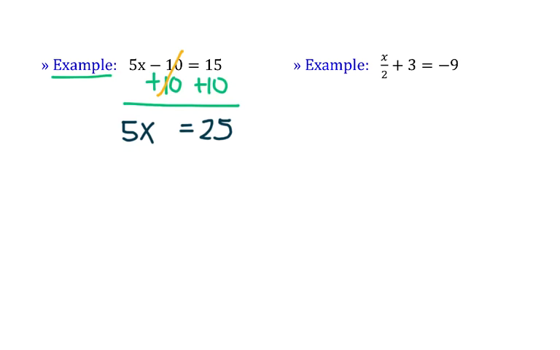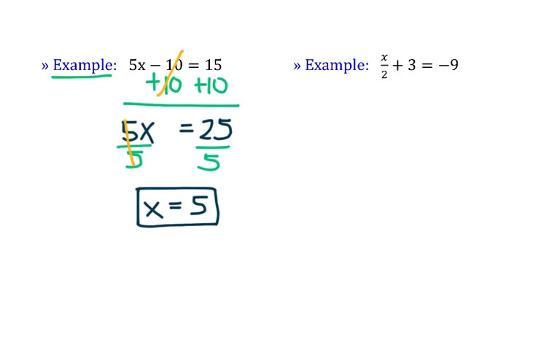Here we see that undoing the multiplying by 5 would look like dividing both sides by 5. And our solution here would be 5, since 25 divided by 5 is 5. So once again, putting together those steps we saw in the previous examples, just doing multiple steps in one problem.